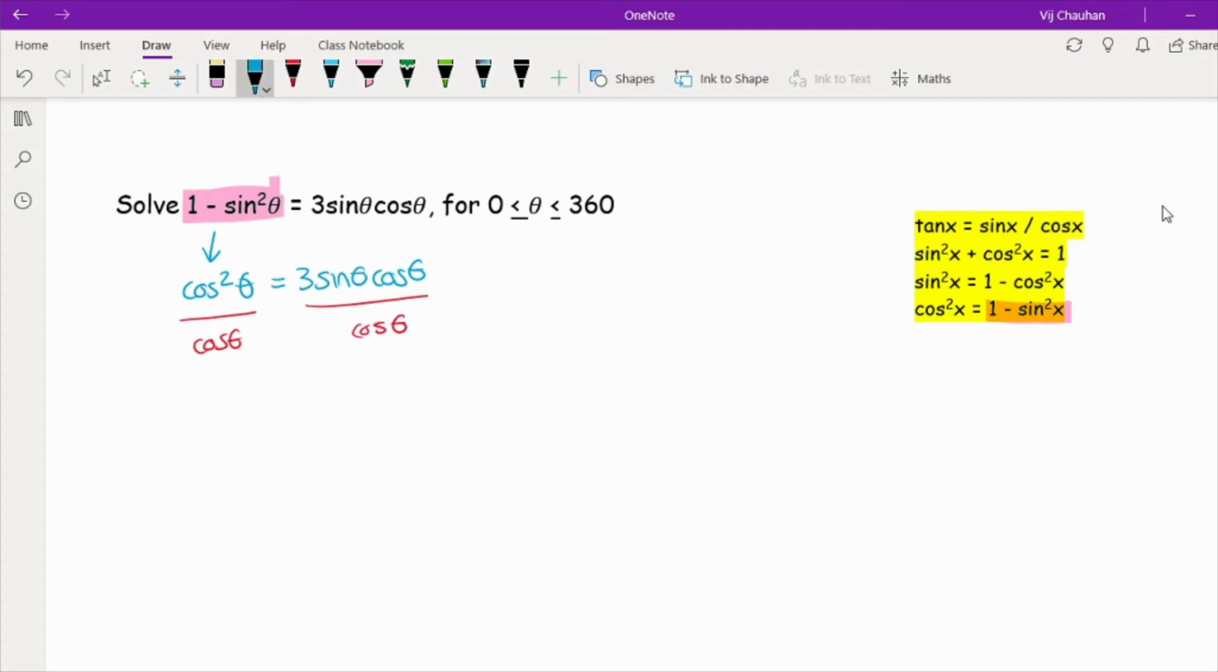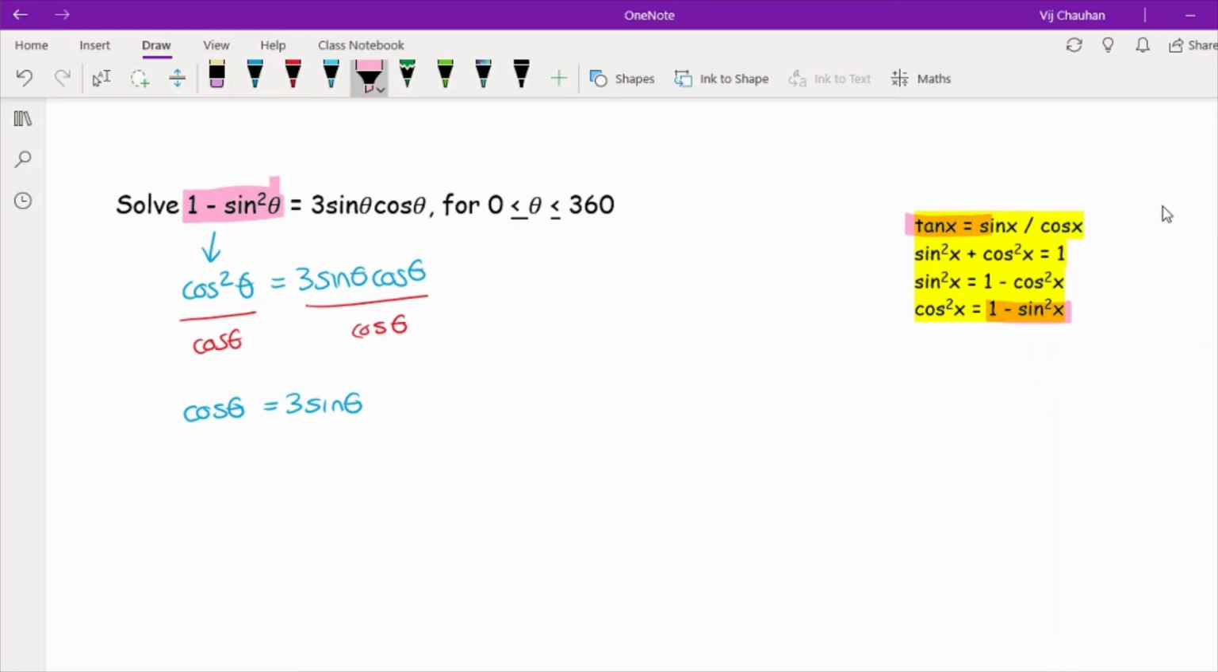then cos squared theta divided by cos theta just ends up with a single cos theta, and 3 sine theta cos theta divided by cos theta, those cos thetas cancel out, and lo and behold, I end up with just 3 sine theta. Now again, it might not seem like we're doing much because I've still got 2 trig ratios, but what I should be able to spot is that I've now got a single cos theta and a single sine theta.